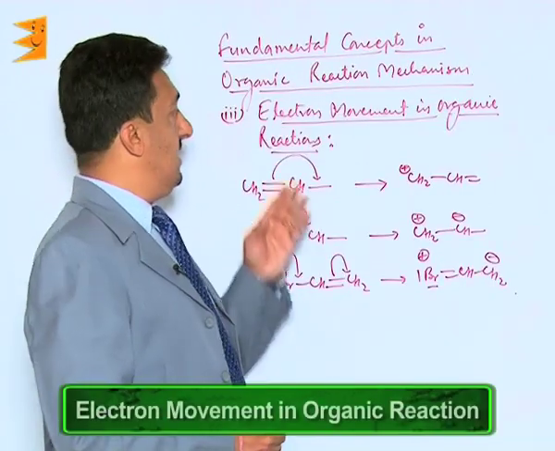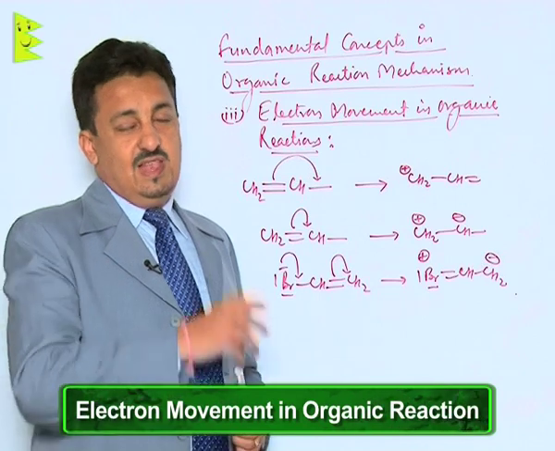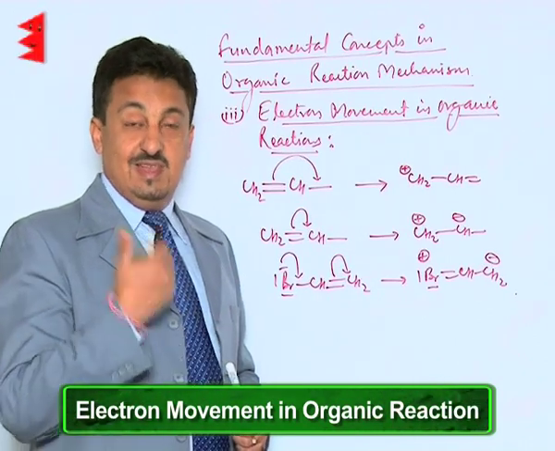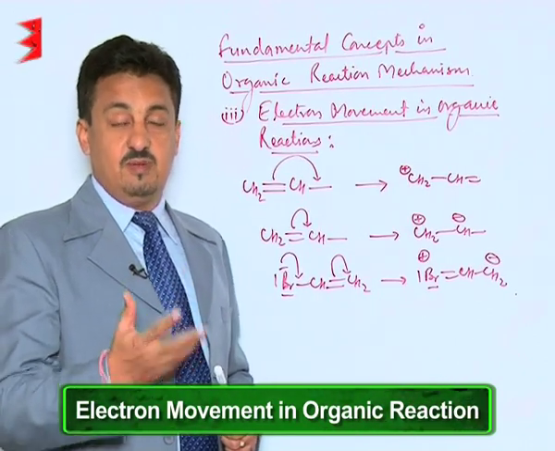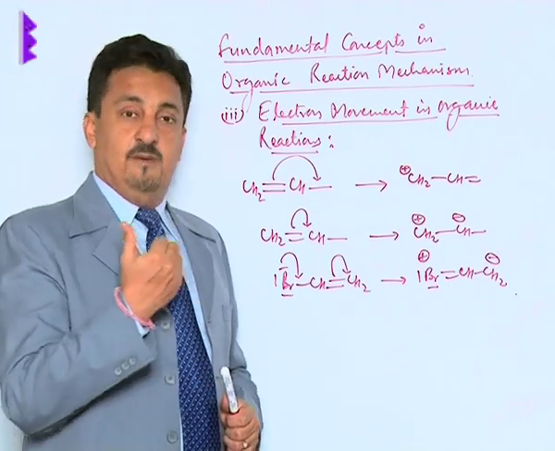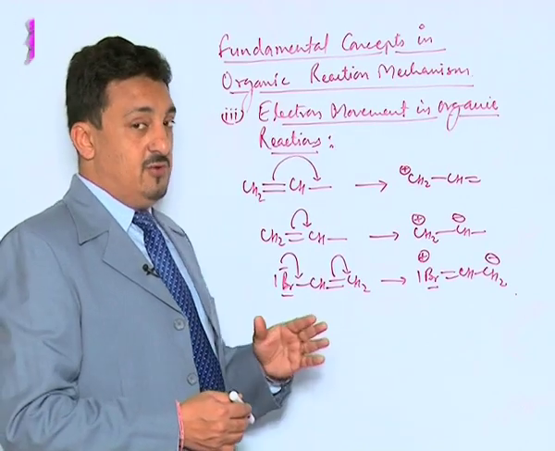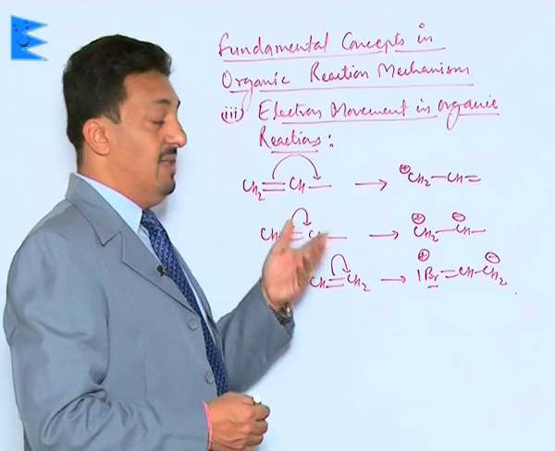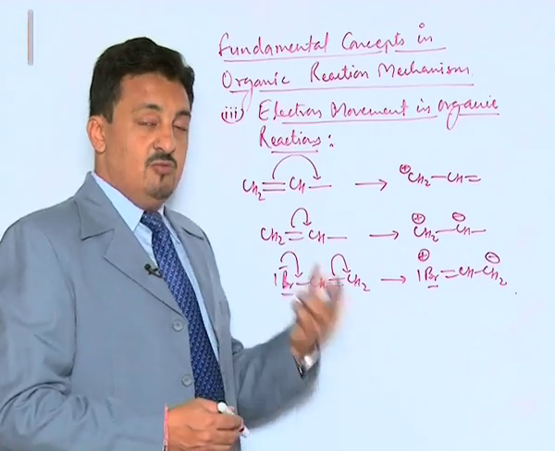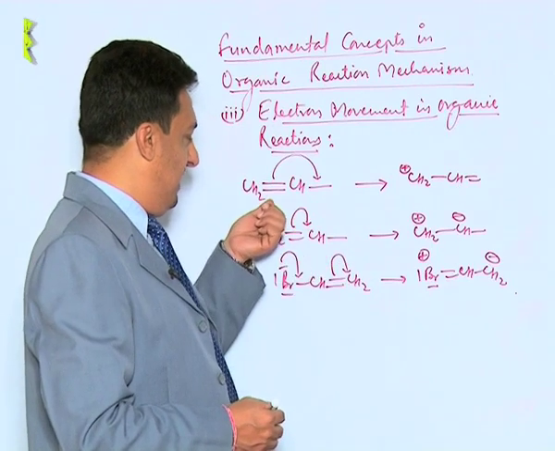Now let us see the electron movement in organic reactions. Electron movement always takes place, and it mainly takes place in those compounds where we have the phenomena of hyperconjugation, resonance or tautomerism. But what we need to know is that we represent these movements with the help of arrows. The movement mainly takes place in three different ways, as explained here.